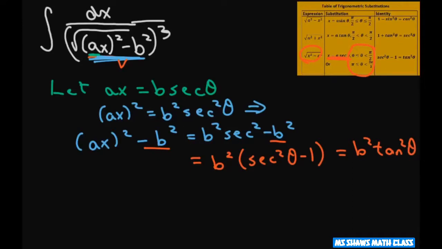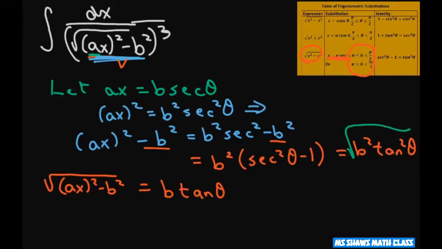Now, when you do the square root of ax squared minus b squared, we're just going to get b tan of theta, because you're taking the square root of this, and then you can simplify this as b dx equals b divided by a secant theta tan theta d theta.